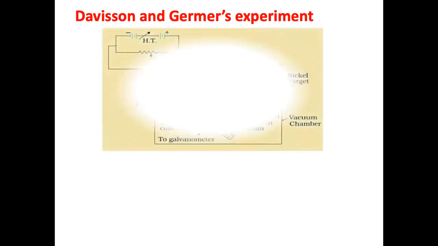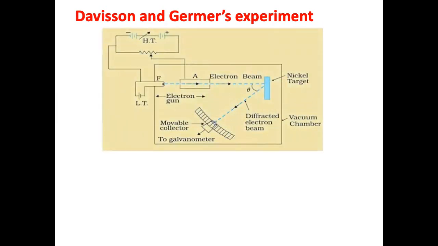So Davisson and Germer first demonstrated it experimentally. They explained the dual nature of electrons with an experimental setup. It is known as the Davisson-Germer experiment. This diagram shows the experimental setup. It consists of three important parts.